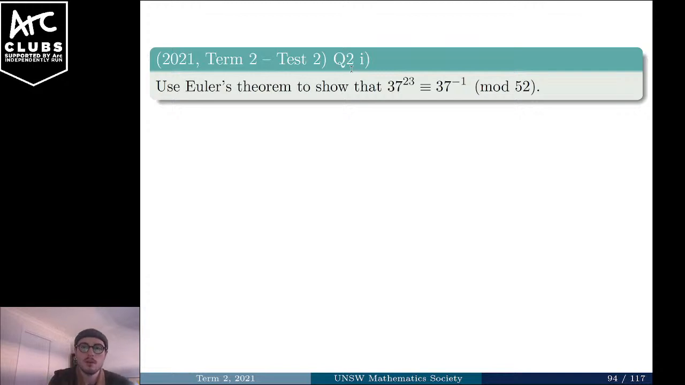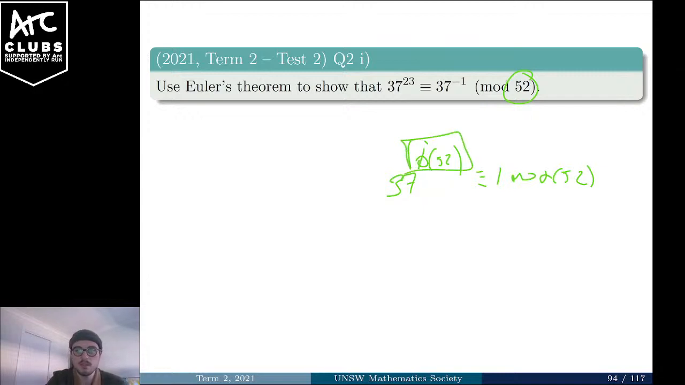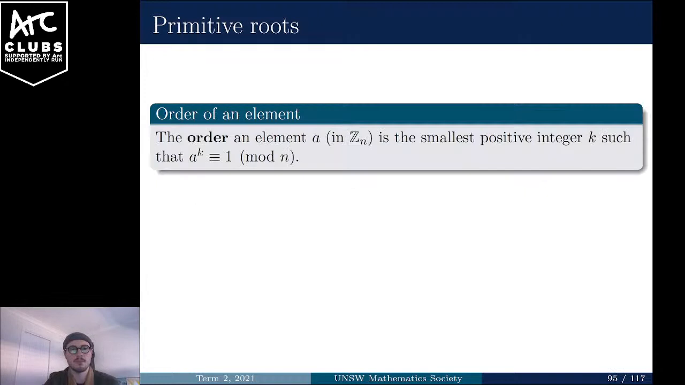So what you want to do is find the phi function of this. We're going to use that formula we had. So we want to find that 37 to the phi function of 52 is congruent to 1 mod 52. Right, so it's about finding what this is, and once you find that, you're going to see that this is a result that comes out of that. Cool. Great. Primitive roots. Okay, this is something that's important.